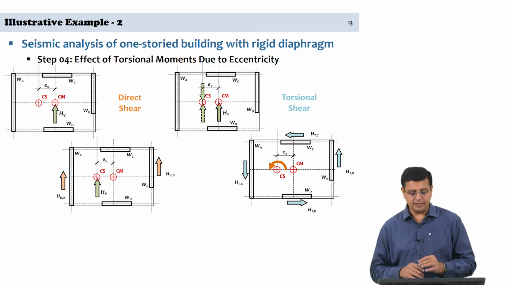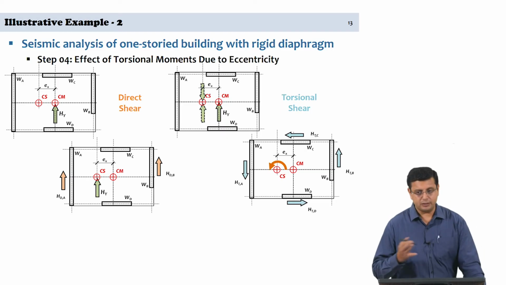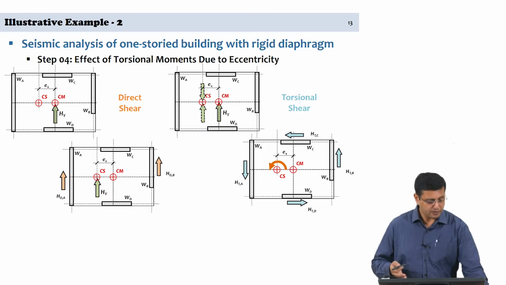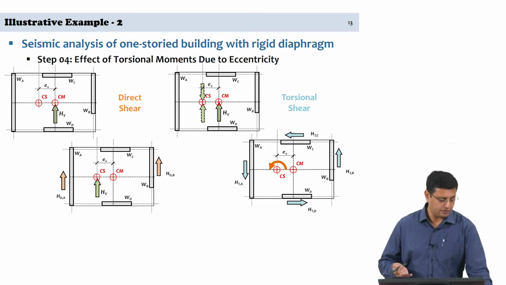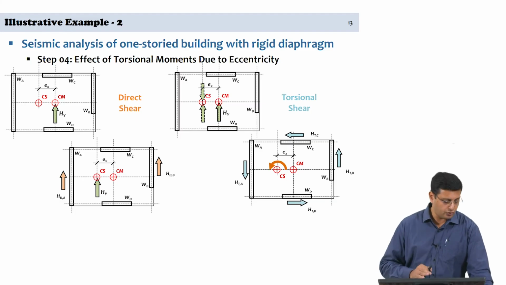So, this is important. It is important for you to work this out, of course, with respect to the axis that you are considering. You have to ensure that you are not making errors in calculation, and this is the basis for us to understand, are you going to be adding the direct shear and torsional shear, or are you going to be subtracting the torsional shear from the direct shear.